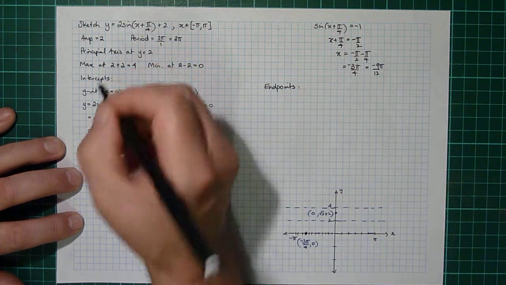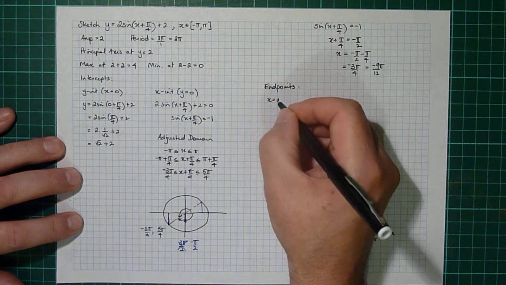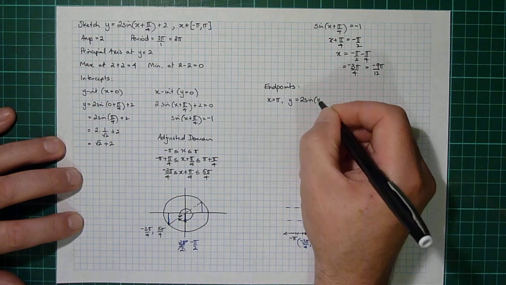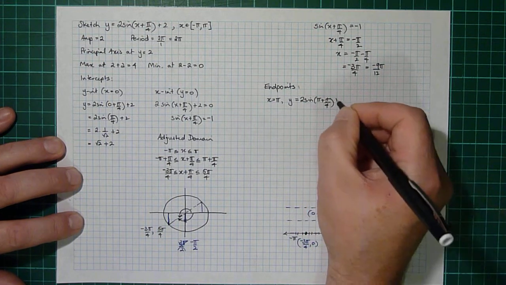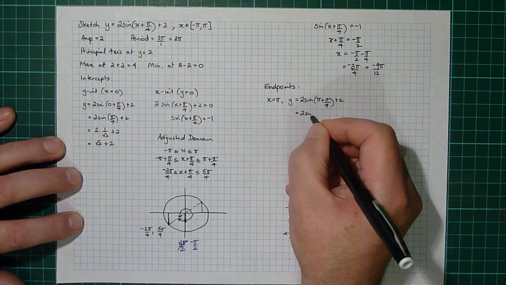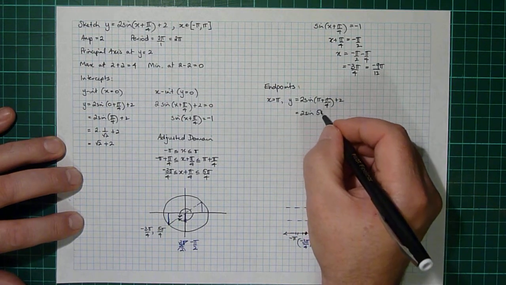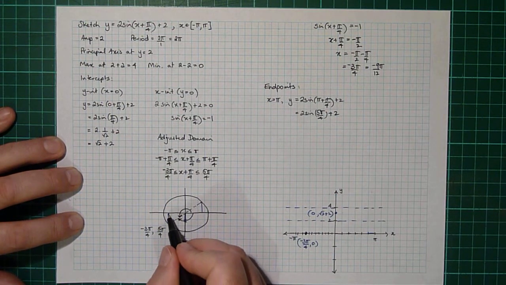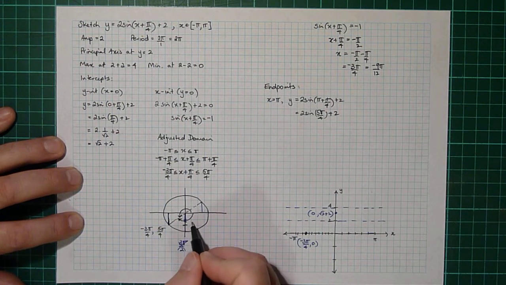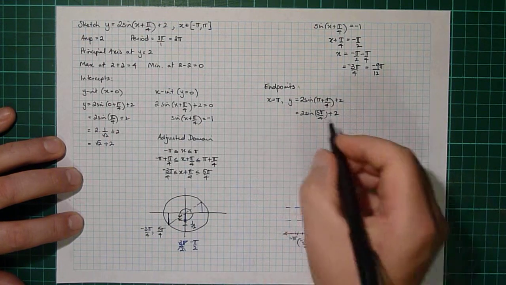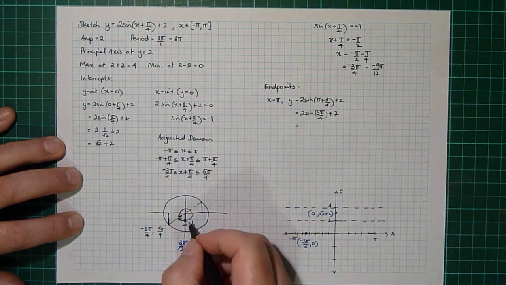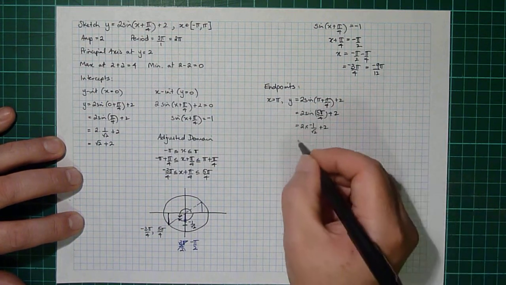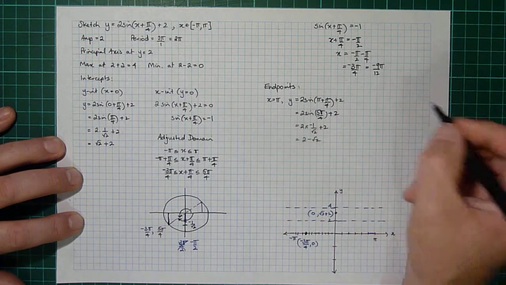So our endpoints, one of them is at x equals π, y equals 2 sine(π + π/4) + 2. And we know that π plus π/4 is 5π/4. And we know from our unit circle that sine of 5π/4 is going to be 1 over root 2. In fact, it's negative 1 over root 2. And so we get 2 minus root 2.